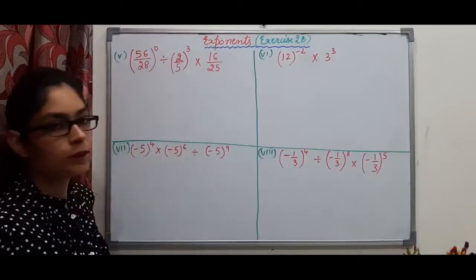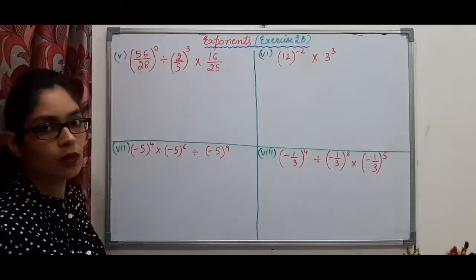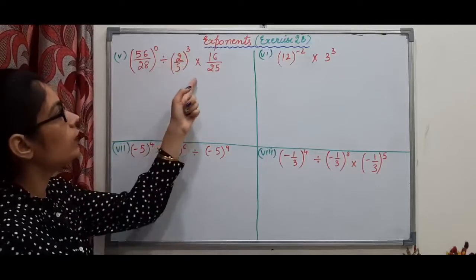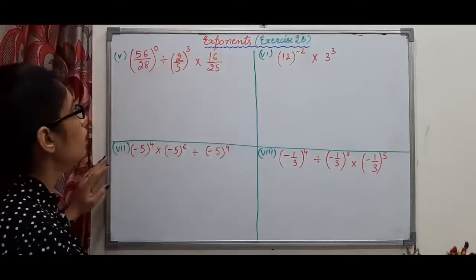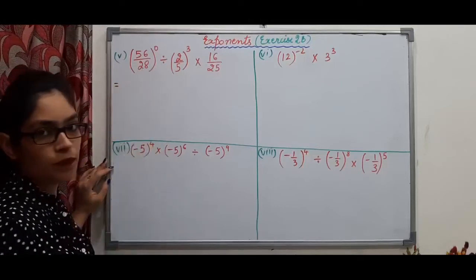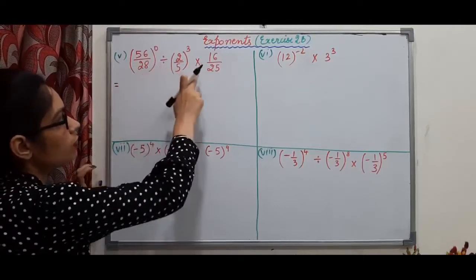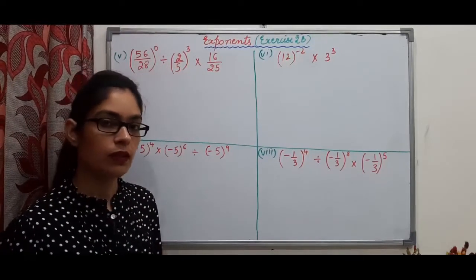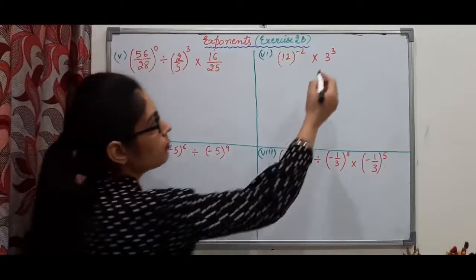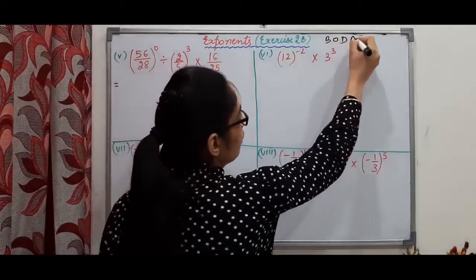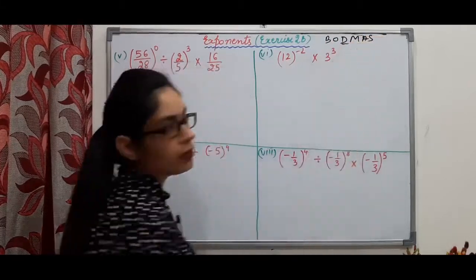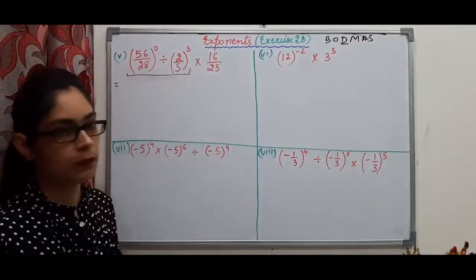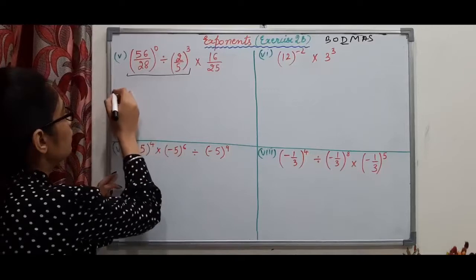In the fifth part, it's given (56/28) whole power 0 divided by (2/5) whole power cube into 16 by 25. So first, see here division is also there and multiplication is there. So we have to decide what we should do first, whether multiplication or division. So BODMAS we have to follow. BODMAS means division we have to do before multiplication. So that means this thing we will solve first. After deciding that, we'll start solving this.